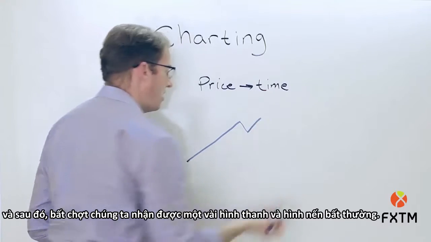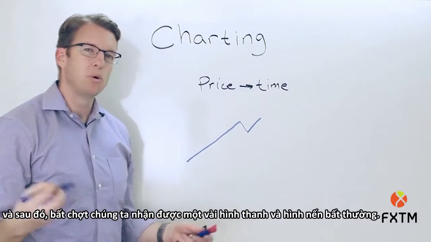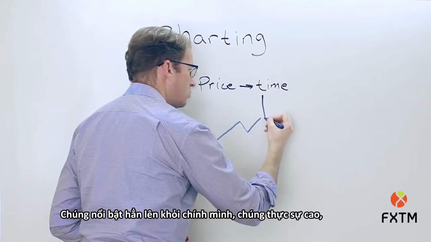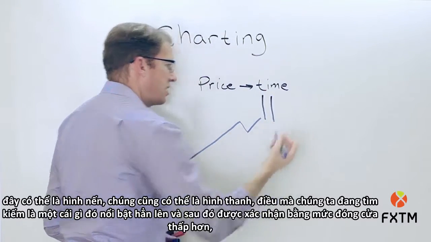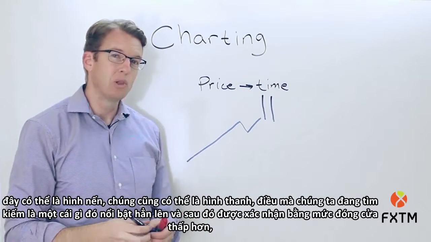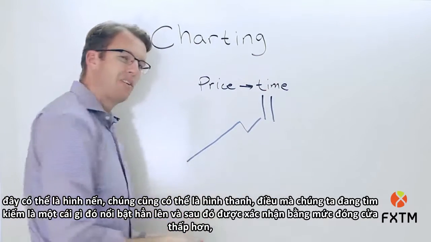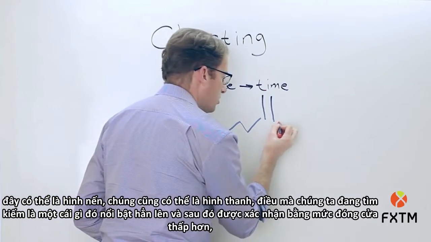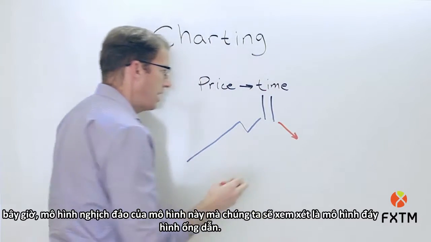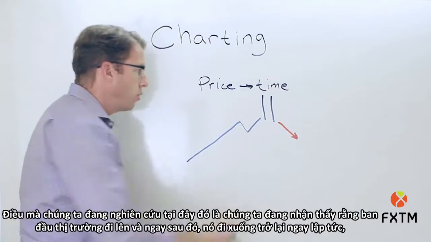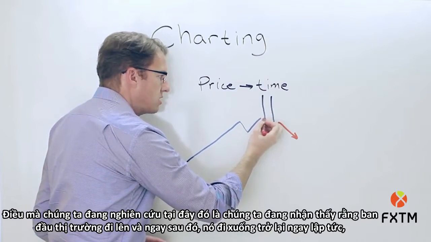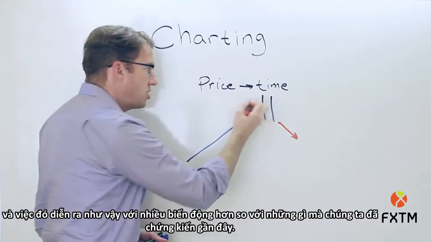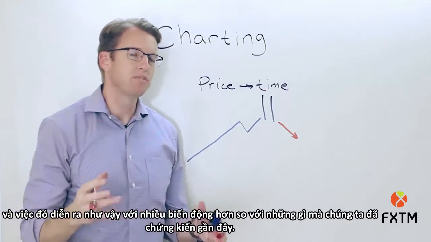It's been trending higher, and then all of a sudden we get a couple of unusual bars or candles. They kind of stand out all by themselves. They're really tall. These could be candles, they could be bars, either way. What we're looking for is something that's standing out all by itself, and then it's confirmed with a lower close like this. Now, the inverse of this we would look at as a pipe bottom. What we're seeing here is that initially the market went up, and then right after that it went right back down, and did so with a lot more volatility than what we've seen recently.